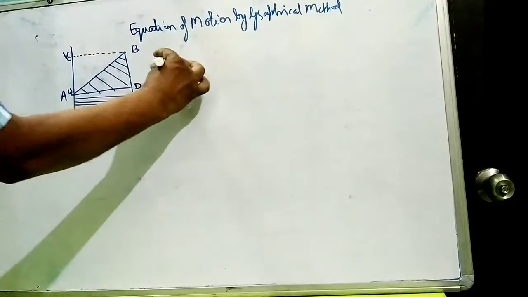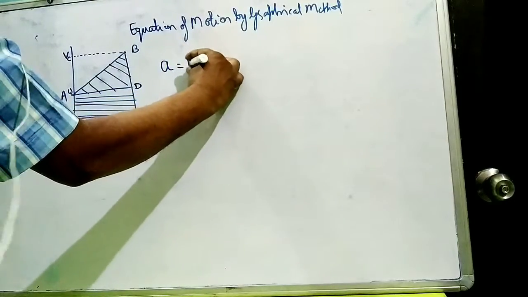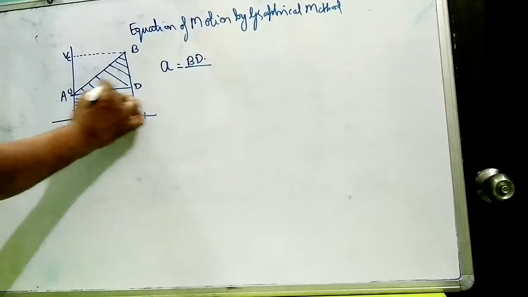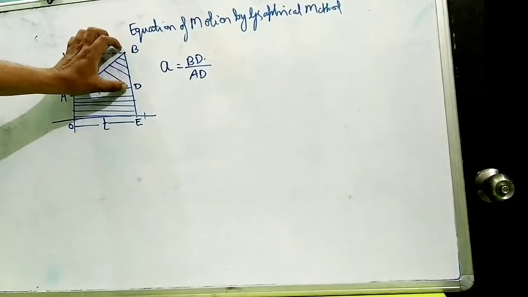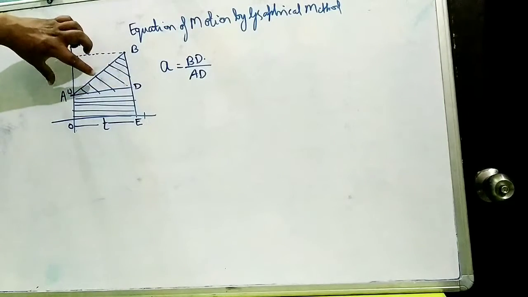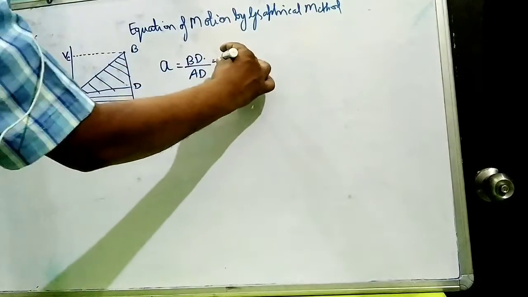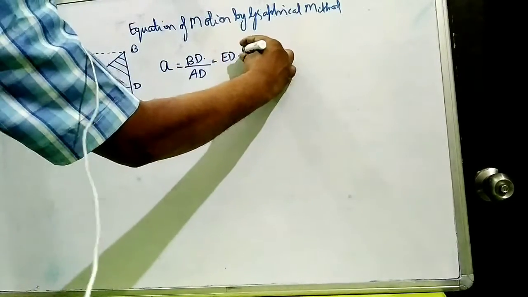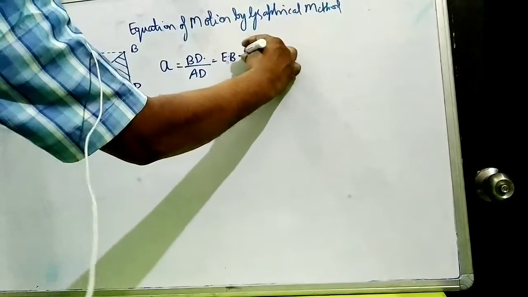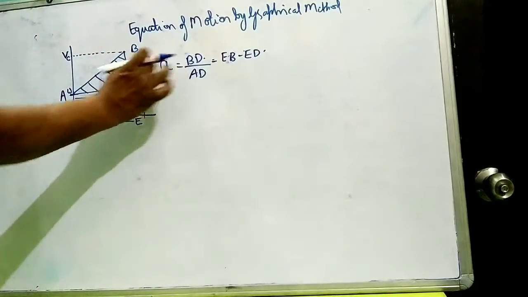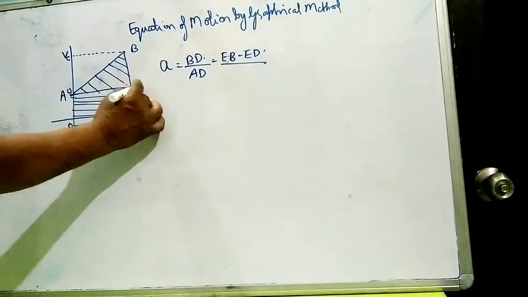Now acceleration A is equal to BD upon AD. Change in velocity upon change in time. What is BD? BD means EB minus ED. What is BD? EB minus ED upon what is AD? It is OE.